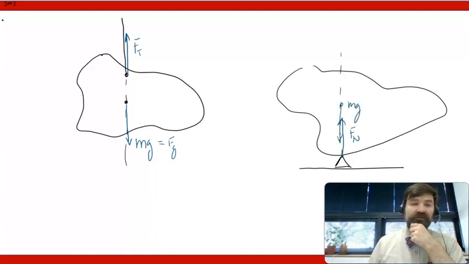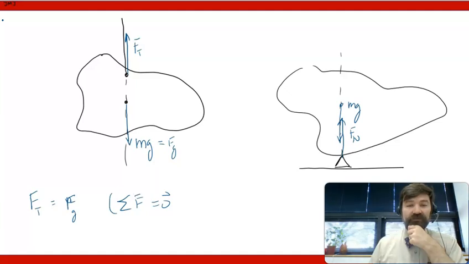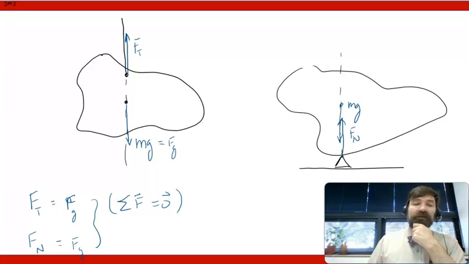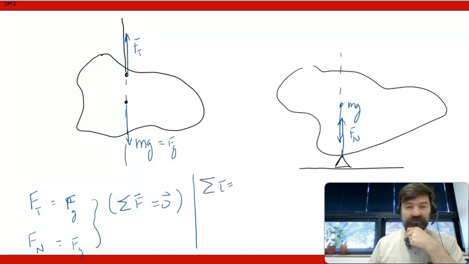the object. In either case, my tension force and my force of gravity must be equal because the sum of forces has to be 0. So they have equal magnitude, opposite direction. I could also say the normal force and force of gravity are equal for the same reason. All right. What about torques? Well, the sum of torques also has to be 0. Sum of torques equals 0.